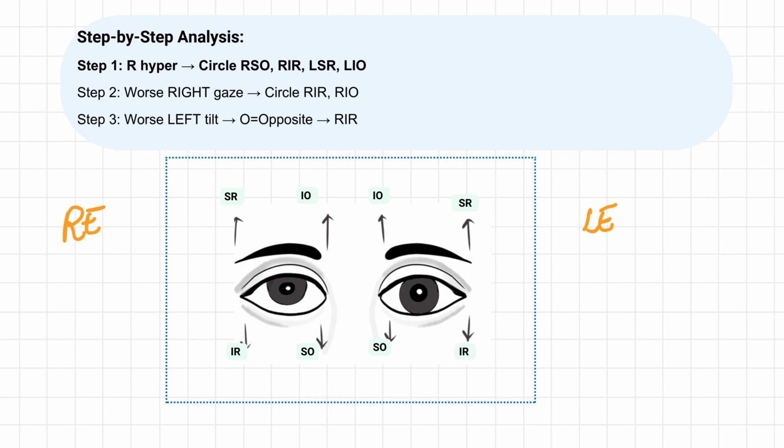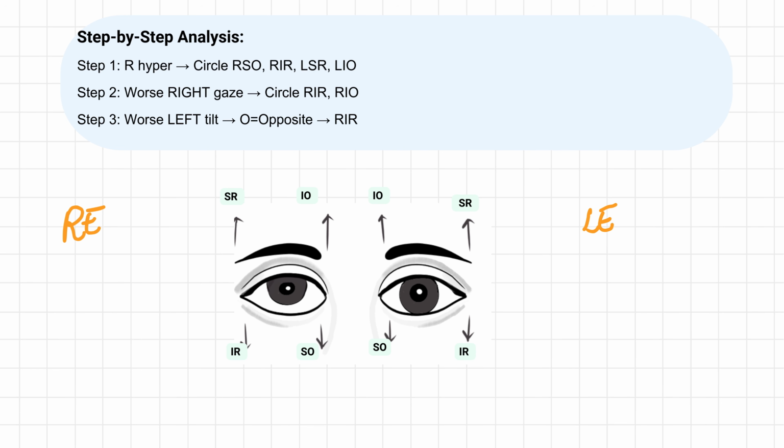First, take your cyclovertical diagram with all these 8 muscles labeled clearly along with their directions of action. So step number 1, we have right hypertropia. So we circle the depressors of the right eye, right superior oblique and the right inferior rectus. And then we also circle the elevators of the left eye, left inferior oblique and the left superior rectus. Now from 8 muscles, we are left with 4.